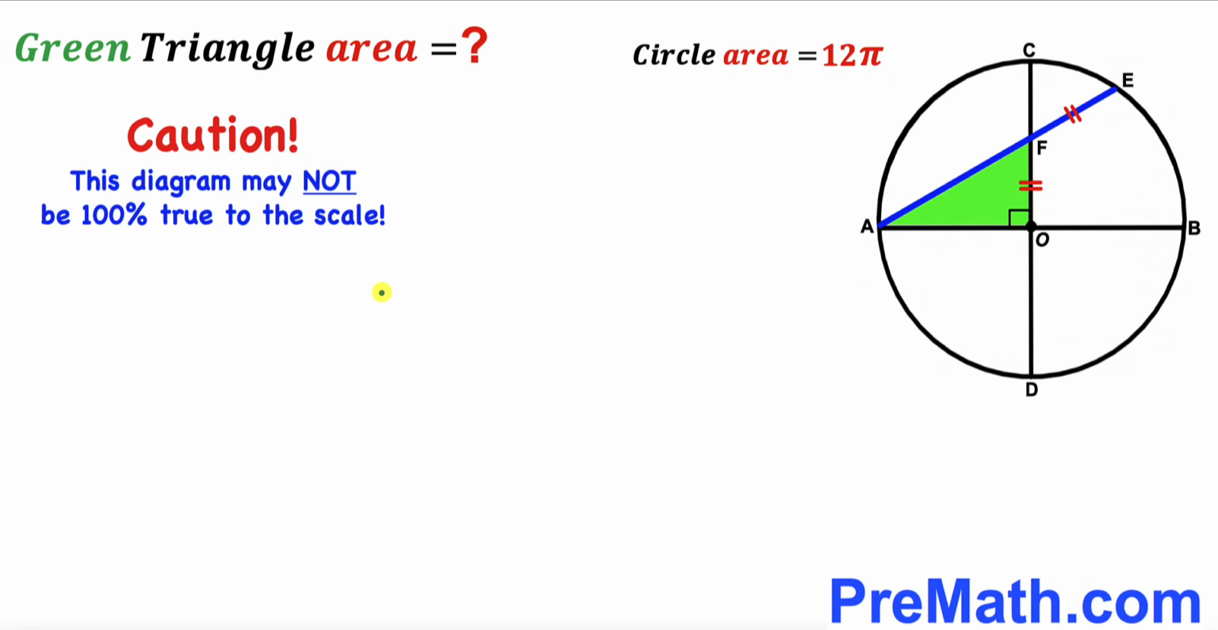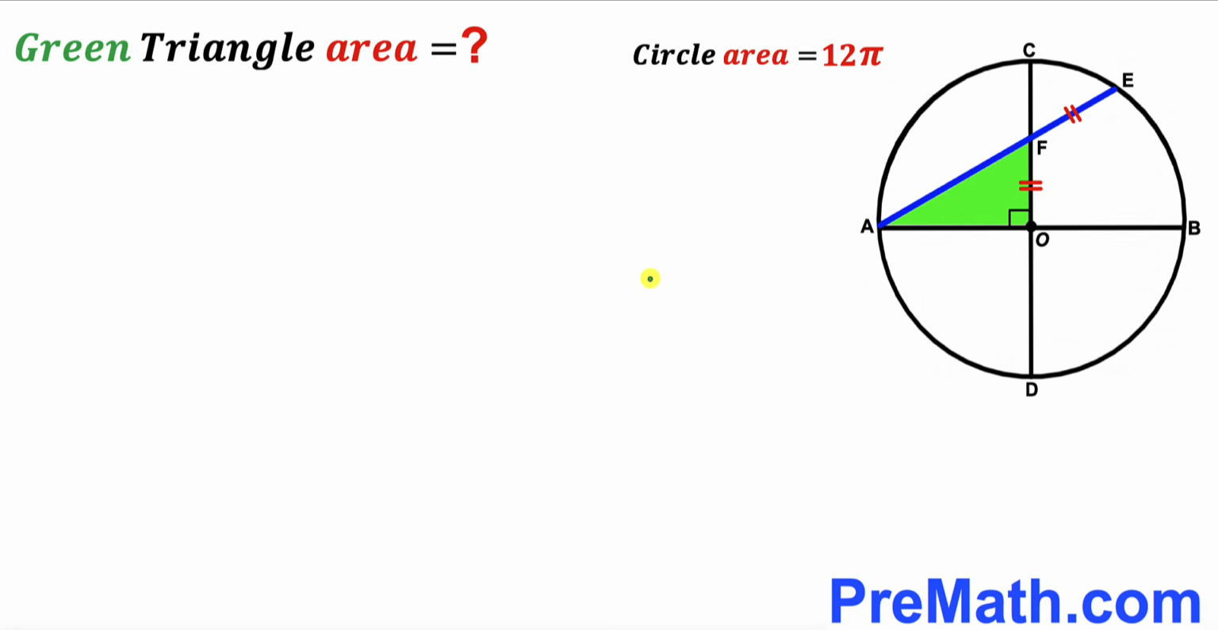Please keep in mind that this figure may not be 100% true to scale. Let's go ahead and get started. Here's our very first step. We know the area of this circle has been given to us as 12π. So we can easily calculate the radius, lowercase r, of this circle.